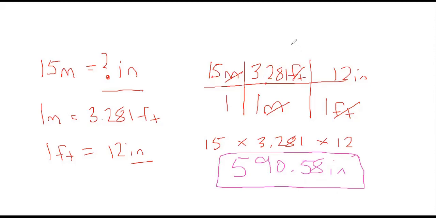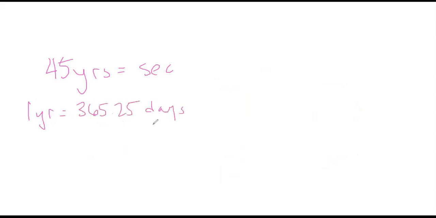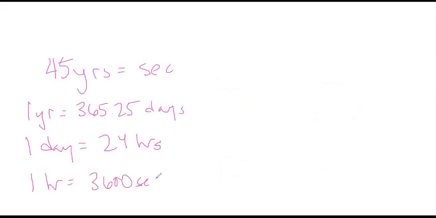So let's go up here, we'll try another one. This is all we're going to do this whole period. We will go from, let's try age, 45 years. How many seconds is that? So again, we need our conversion factors. 1 year has 365.25 days. 1 day is 24 hours. And 1 hour, 3,600 seconds.